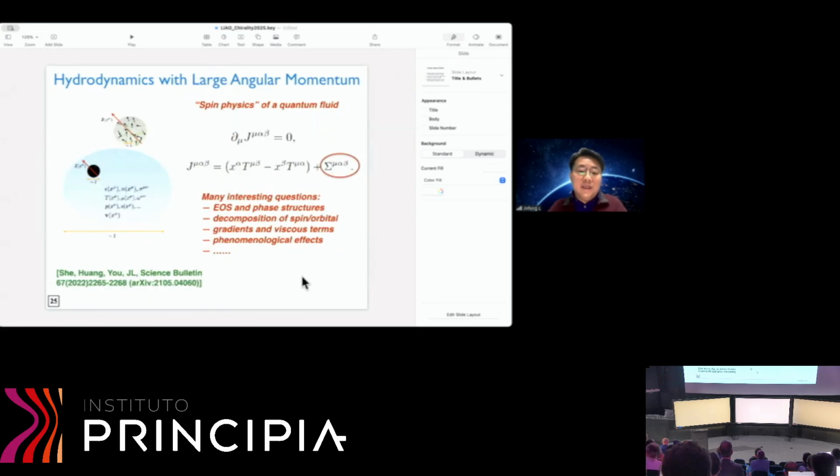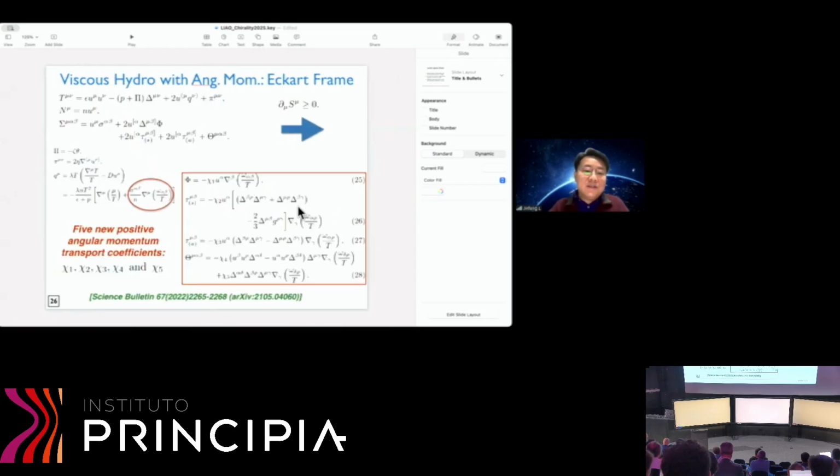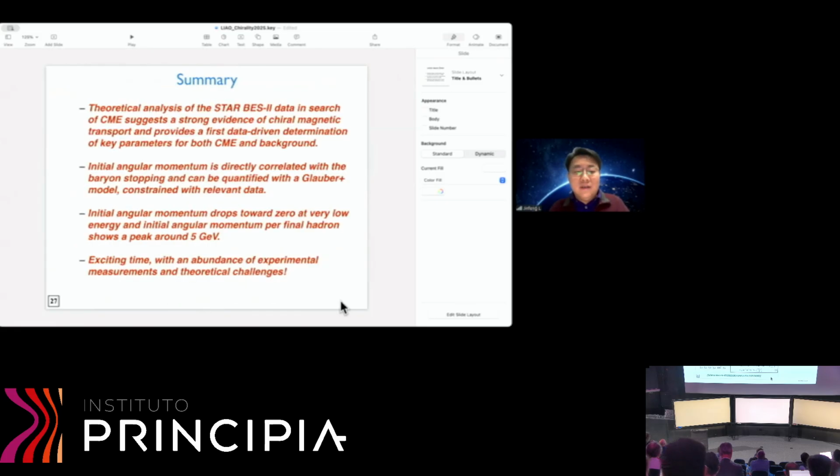We also had a recent paper a couple of years ago. Our main point here is that if you have hydrodynamics with large angular momentum, you shouldn't treat the angular momentum as a first order gradient term. Also, we don't want to separate the spin part. So there are interesting questions that one needs to explore. That's what we did there. We find, for example, a few new angular momentum transport coefficients that control how your angular momentum diffuses in your fluid. But I think this is an area that still needs a lot of discussion and future development.